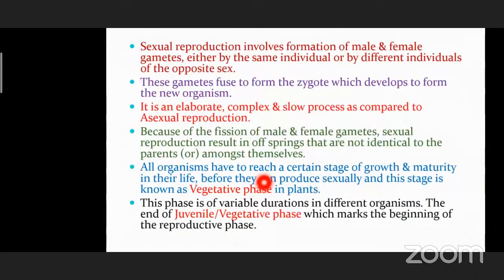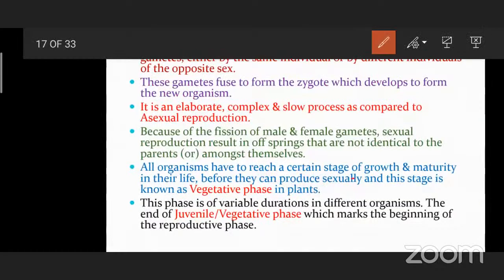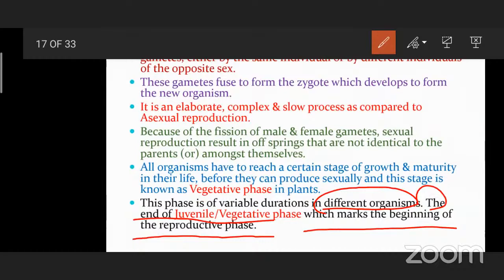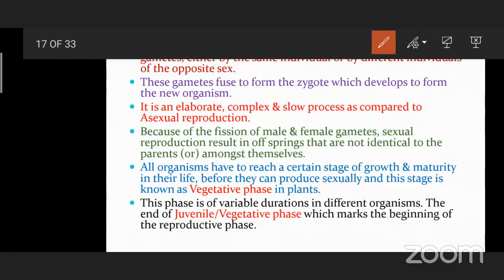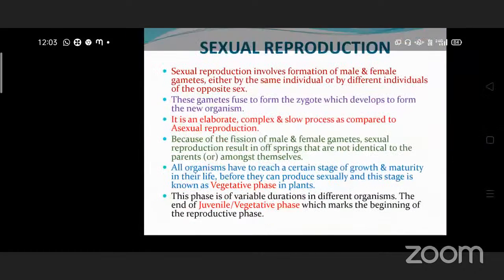What is vegetative phase? All organisms have to reach a certain stage of growth and maturity in their life before they can reproduce sexually. This stage is known as the vegetative phase. This phase varies in duration in different organisms. The end of the juvenile or vegetative phase marks the beginning of the reproductive phase. Juvenile phase and reproductive phase are important from the IP point of view, 2 marks weightage.